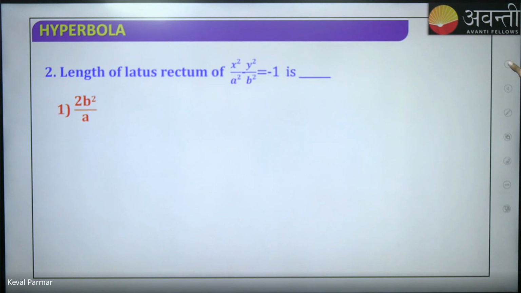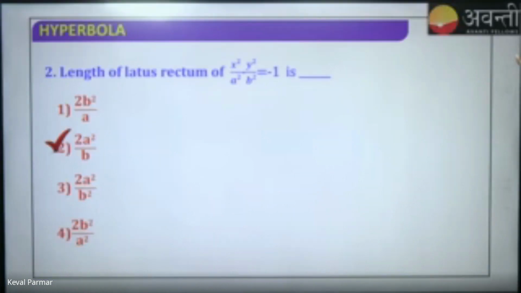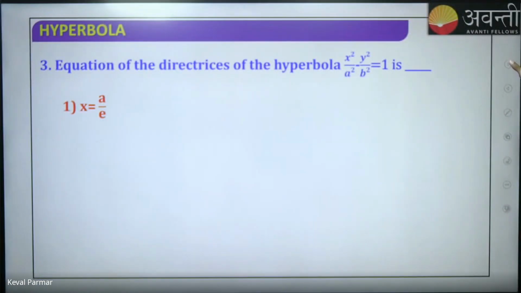Let's see what we have next. The length of latus rectum. This is again the standard result. Please look at the equation carefully. It is a hyperbola with the minus 1 sign. So that will be 2a square upon b, which is option number second. Equation of directrices. This is again the first standard form.